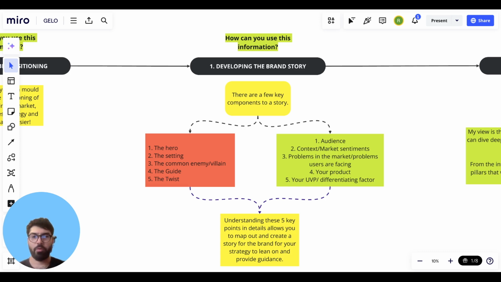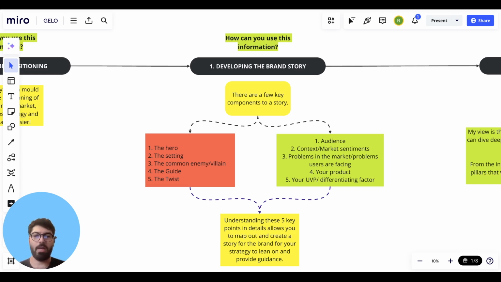Secondly, we have the setting. So this is the context of the market that you sit in, the market sentiments. This could include competitors. This could include a lot of other things. But this is basically where the story takes place. Obviously, without context, we're kind of a bit lost. Our messaging could be off. We're not really creating things that resonate. We need to understand the context in which our story is taking place.